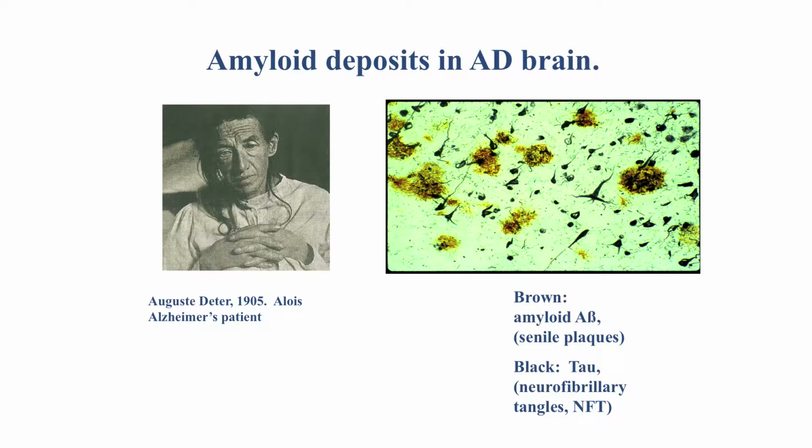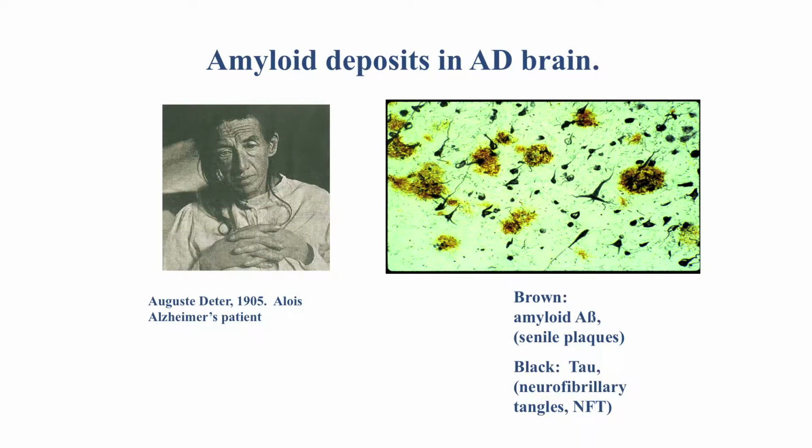So as you all know, this is August D., Alzheimer's first patient in 1905. And this is what basically they saw, and you've seen this exact same picture multiple times today, that in Alzheimer's brain there are amyloid beta deposits known as senile plaques that are shown in this brown stain. And there's also this tau that's shown in black that looks like these flame-shaped or arrowhead-like figures.